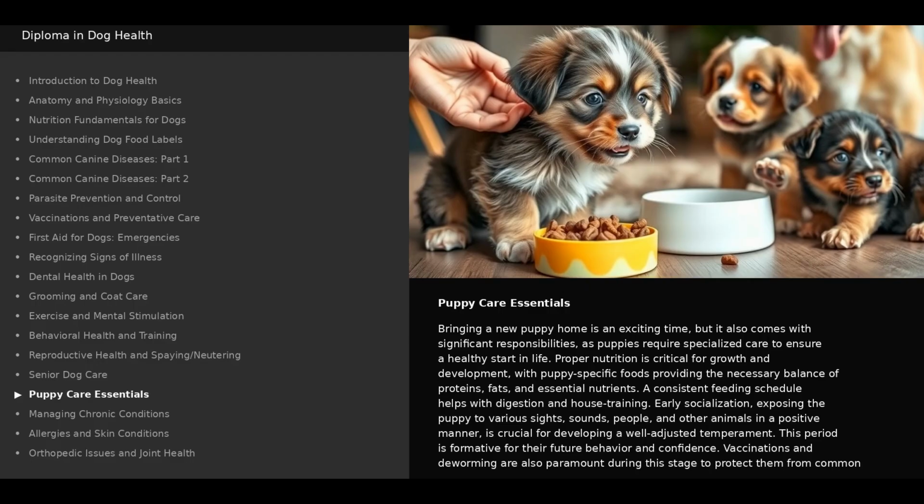Early socialization. Exposing the puppy to various sights, sounds, people, and other animals in a positive manner is crucial for developing a well-adjusted temperament. This period is formative for their future behavior and confidence. Vaccinations and deworming are also paramount during this stage to protect them from common diseases and parasites.